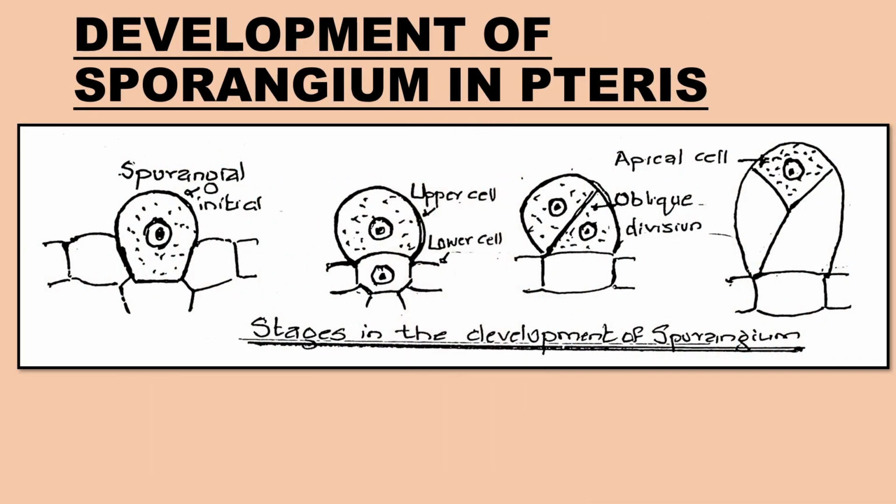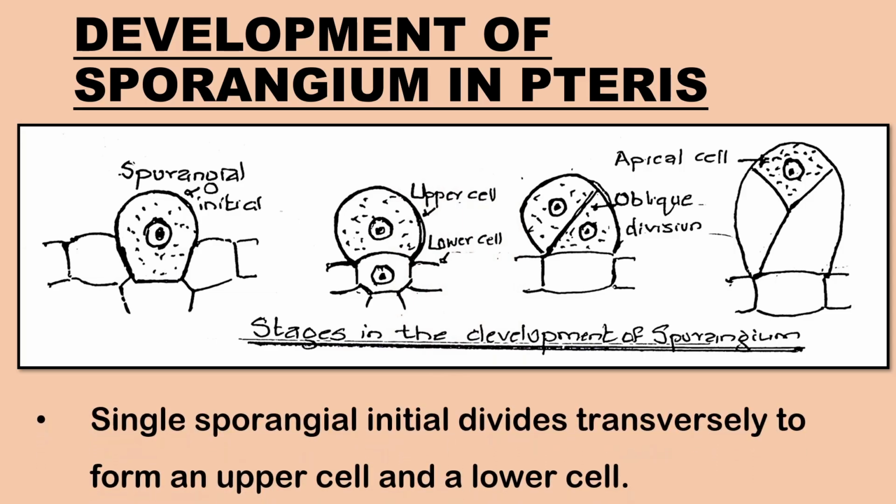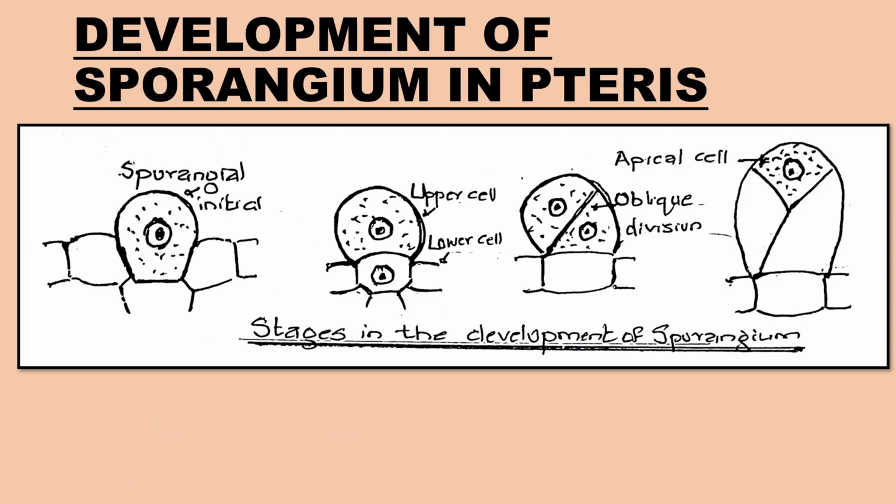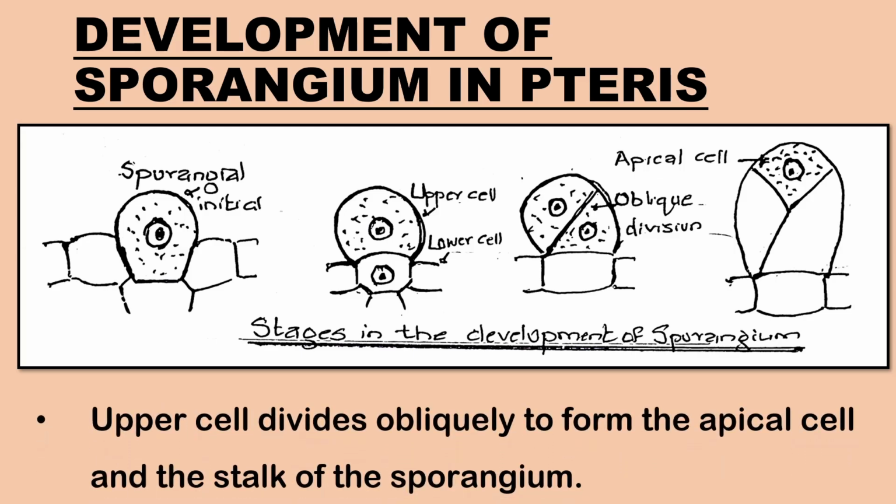Next, let us study the development of sporangium in Pteris. A single sporangial initial divides transversely, forming an upper cell and a lower cell. The upper cell, by oblique division, gives rise to the apical cell and lower portion, which later form the stalk of the sporangium.